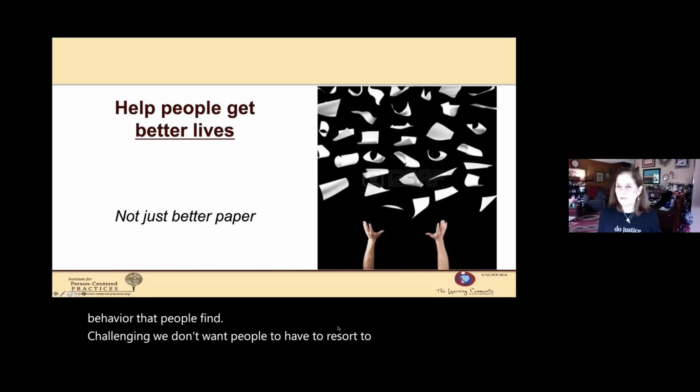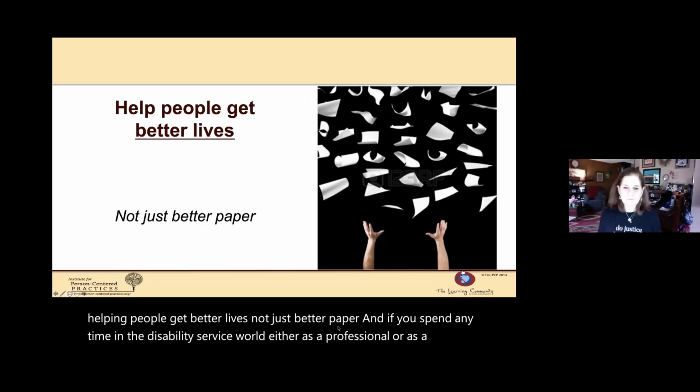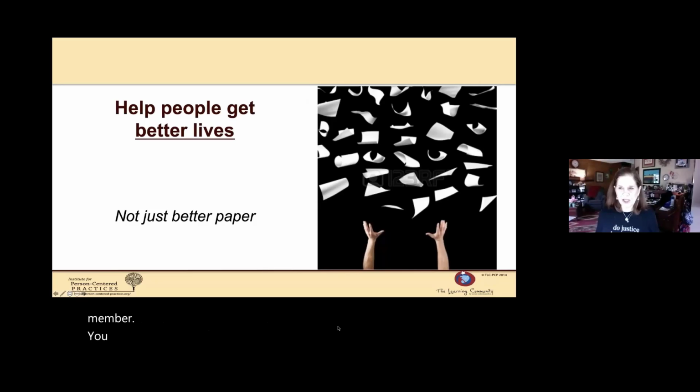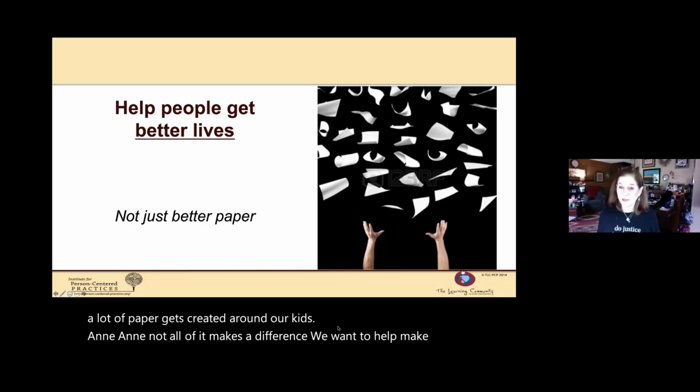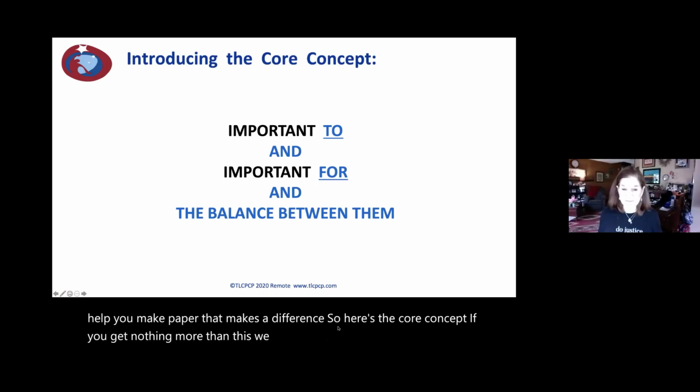We don't want people to have to resort to that. We're about helping people get better lives, not just better paper. And if you spend any time in the disability service world, either as a professional or as a family member, you know that a lot of paper gets created around our kids, and not all of it makes a difference. We want to help you make paper that makes a difference. So here's the core concept. If you get nothing more than this, we will consider it a win.